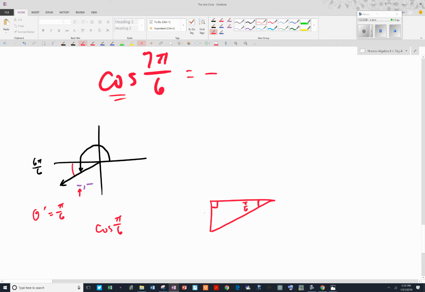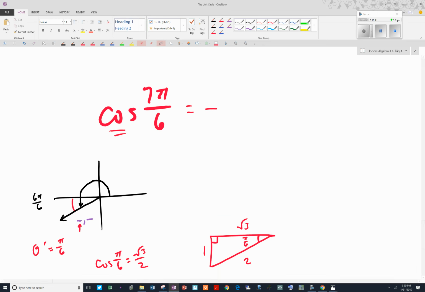And since you know that's 30 degrees, we have 1, 2, square root of 3 here. And we're talking about cosine, so you'd use adjacent over hypotenuse. Me, I just know that cosine of pi over 6 is square root of 3 over 2 because I've got those values memorized. So the cosine of 7 pi over 6 would be negative square root of 3 over 2, because it has the same value as its reference angle.